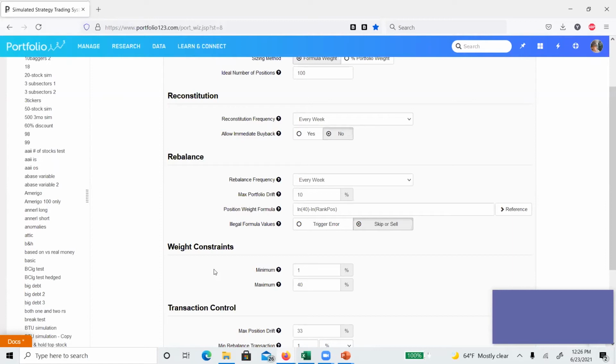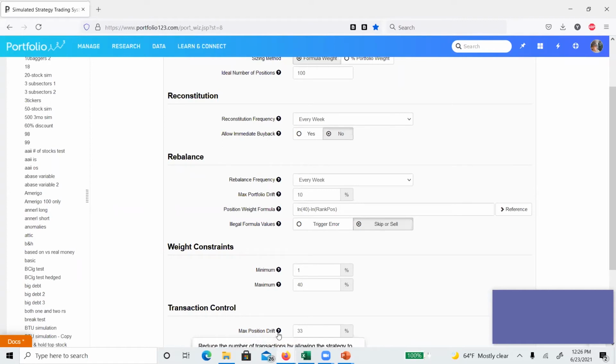And here's something to watch out for. If you have, say, 20 positions and you set your maximum weight at 5%, you're going to have a lot of cash because you have variable weight, but the maximum is going to be 5. And so if you have one stock that has a formula weight that's much, much higher than the others, you're going to have a lot of cash in there.